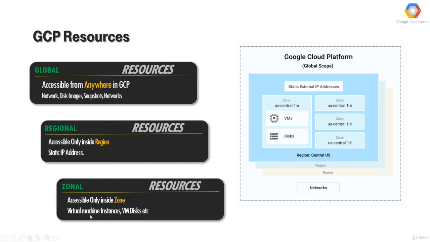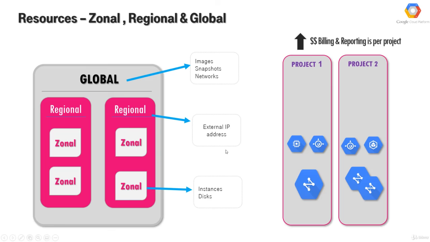Because if you look at it, these are the physical things. VM disks or virtual machines are the instances which you launch inside a particular zone, and those reside in a particular physical data center, and those are zonal resources. So there are global resources, regional resources, and zonal resources.